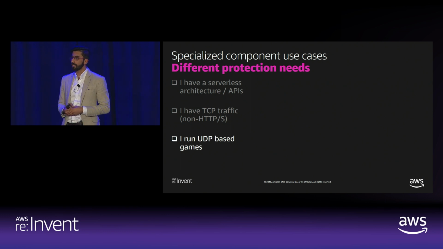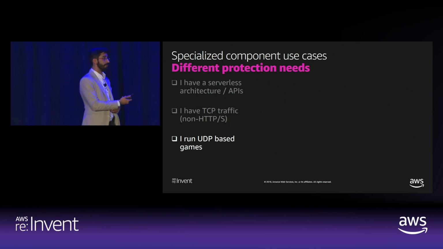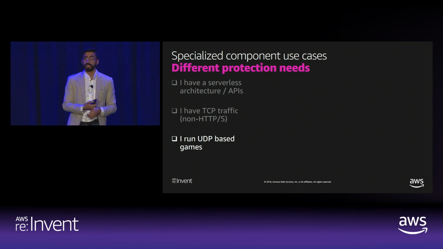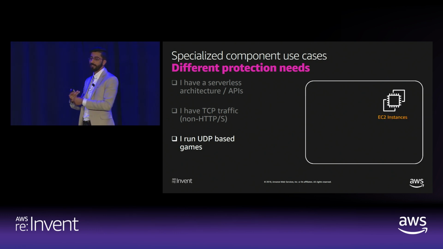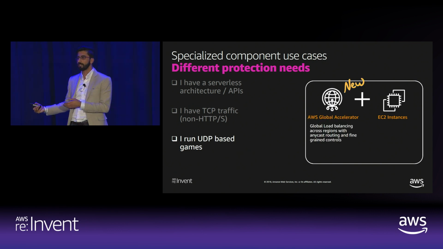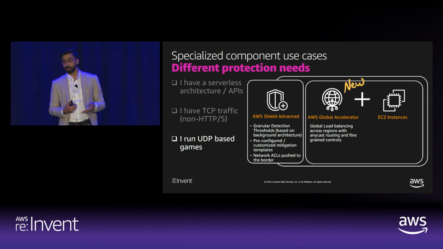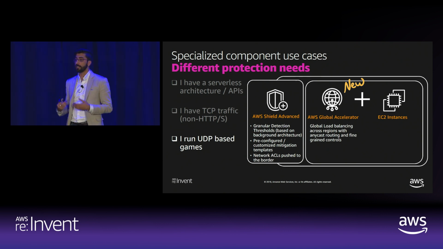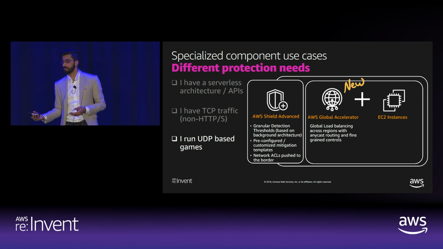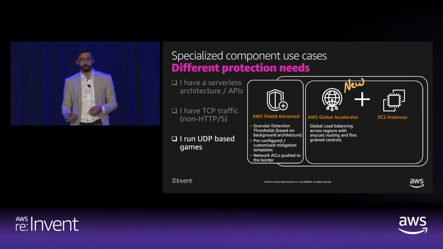Another very interesting use case a lot of customers talked about was, what if I'm running UDP-based games, and a number of these gaming customers actually have public-facing EC2 instances. Now with Global Accelerator, you can protect those public-facing EC2 instances by using the elastic IPs as the target for the Global Accelerator itself. And again, you're still able to protect with Shield Advanced for upgraded DDoS protection. If you do not wish to use the Global Accelerator, last year we announced Shield Advanced for elastic IPs, which works directly on the EC2 instances or the Network Load Balancer as well.